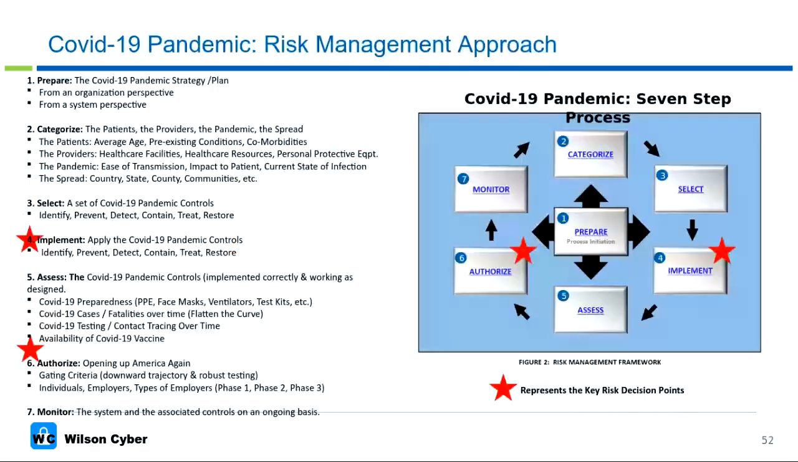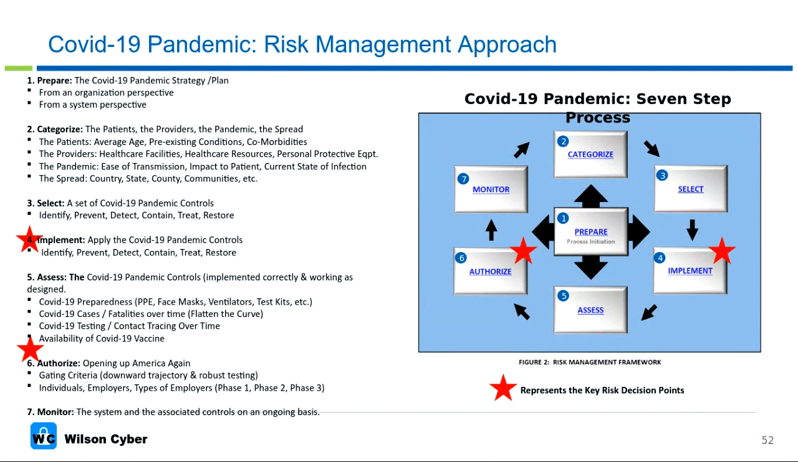From a risk management perspective, we talked about the 7 steps of risk management: prepare, which is a strategy and plan; categorize the patients, the providers, the pandemic, the spread; select a set of controls, and we created our own controls framework for COVID-19: identify and prevent before the attack, detect and contain during the attack, and treat and restore after the attack. Then we implement the controls, which we talked about this week, the actual controls that allow us to identify, prevent, detect, contain, treat, and restore.